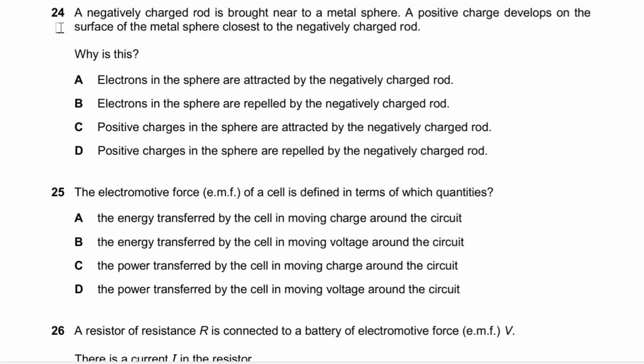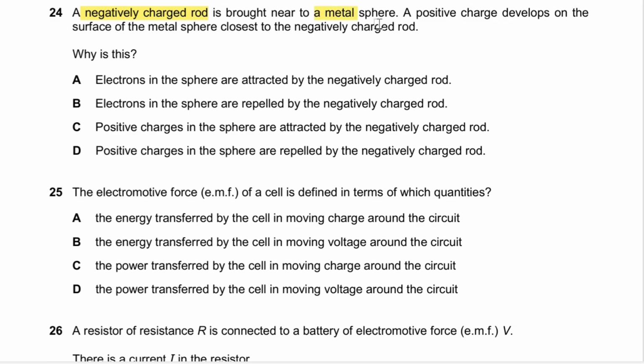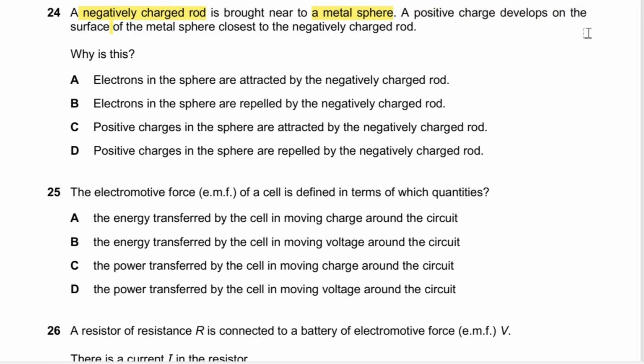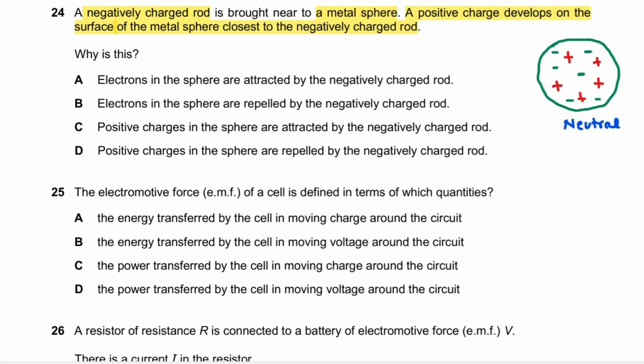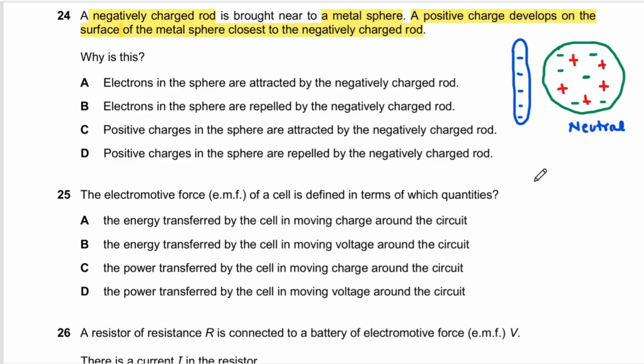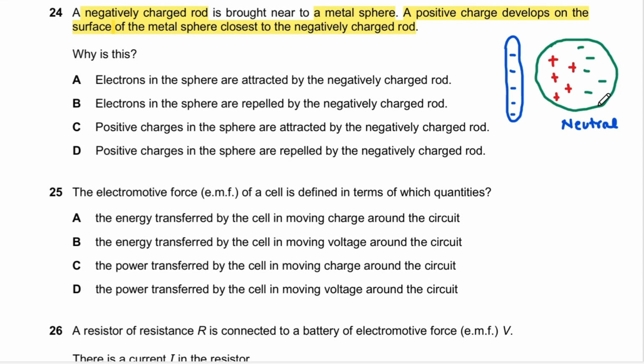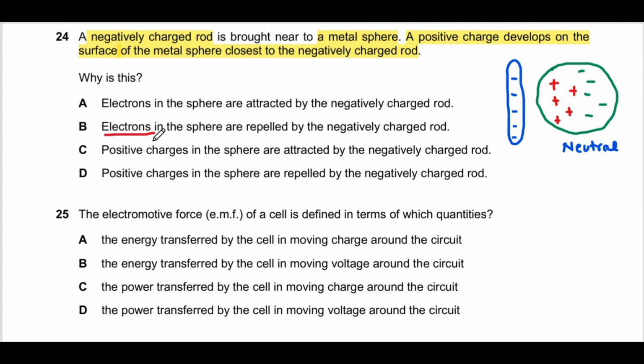Question 24 says a negatively charged rod is brought near to a metal sphere. A positive charge develops on the surface of the metal sphere closer to the negatively charged rod. Why is this? Initially, the sphere is neutral because positive and negative charges are equally spread. But when you bring the negative rod near, the negative rod will repel the electrons away from itself and the metal sphere will look like this. So option B is correct, which says that electrons in the sphere are repelled by the negatively charged rod.